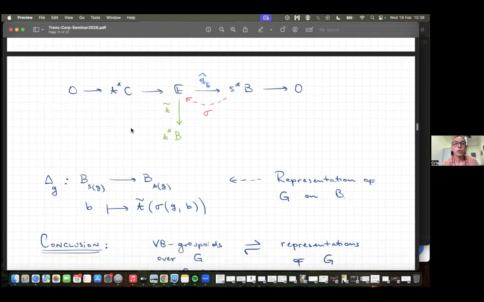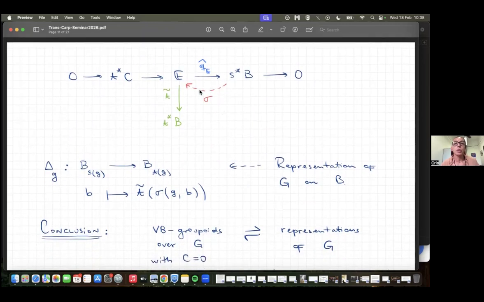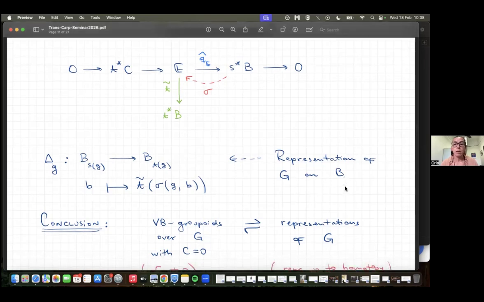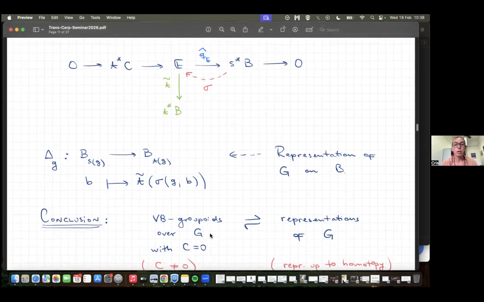So I wrote this in this diagram. So one can choose a section of the hat map and then take the target, and you will get a map from the pullback of B by the source to the pullback of B by the target. And this is precisely the action. But since everything here is linear, this will be actually a representation of G on B. And the conclusion is that VB groupoids over G with trivial core are in one-to-one correspondence with representations of G.